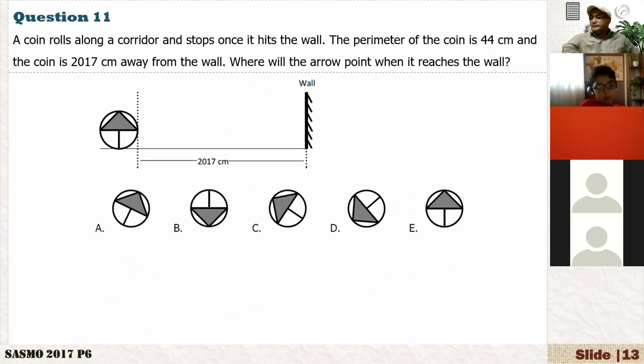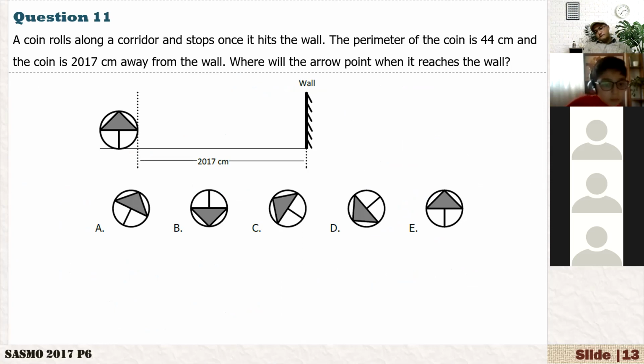Ismail, can you read the question? Yes. A coin rolls along a corridor and stops once it hits the wall. The perimeter of the coin is 44 centimeters and the coin is 2017 centimeters away from the wall. Where will the arrow point when it reaches the wall? I wrote it is C. C. Why?